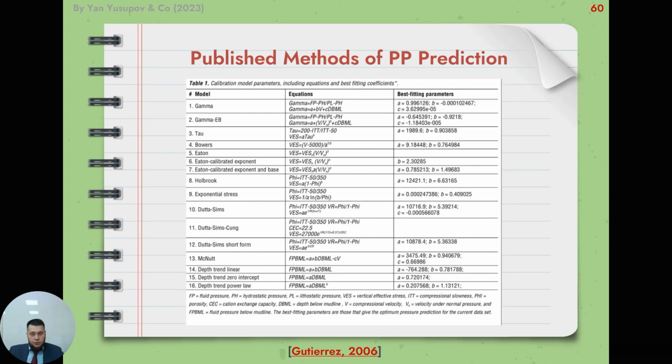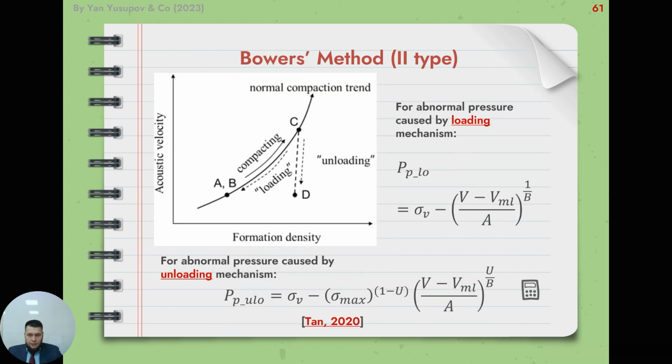On this slide I want to show published methods of pore pressure prediction, but I see them used more rarely than Eaton's and Bowers' methods. The next method I want to discuss is Bowers' method. This is a method used for calculation and prediction of pore pressure of the second type, which is associated with unloading.